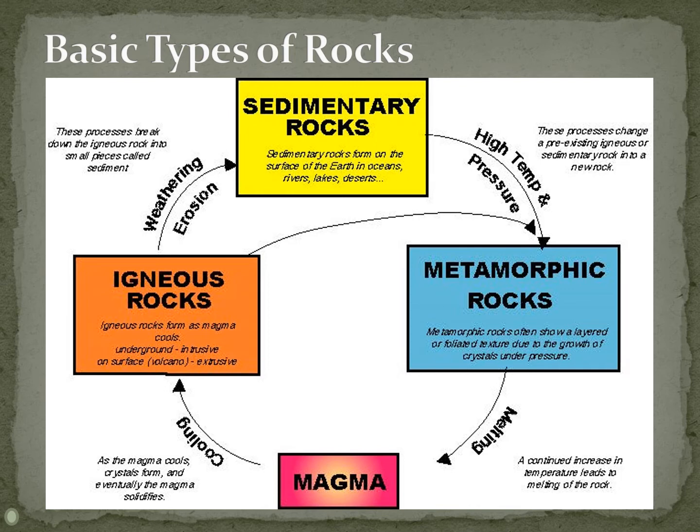And then that rock undergoes high temperature and pressure when it goes back down into the earth, and it changes either the igneous or the sedimentary rock into a new rock. We call these rocks, the ones that undergo high temperature and pressure, much like you may feel at exam time, metamorphic rocks. Metamorphic rocks often show a layered or foliated texture due to the growth of crystals under the pressure. Then they melt back down and go back into magma, and the process continues.